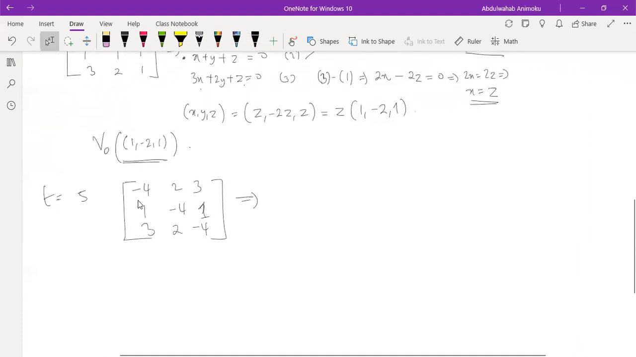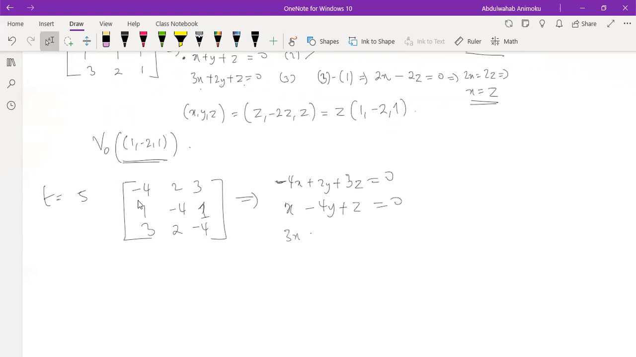Now, we need to solve this again. So this is minus 4x plus 2y plus 3z equal to 0. We have x minus 4y plus z equal to 0. And we have 3x plus 2y minus 4z equal to 0. Now, this is our equation 1, 2, and 3.